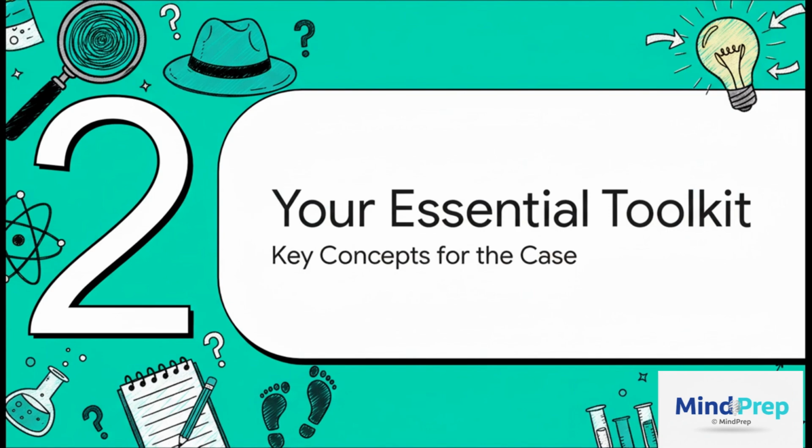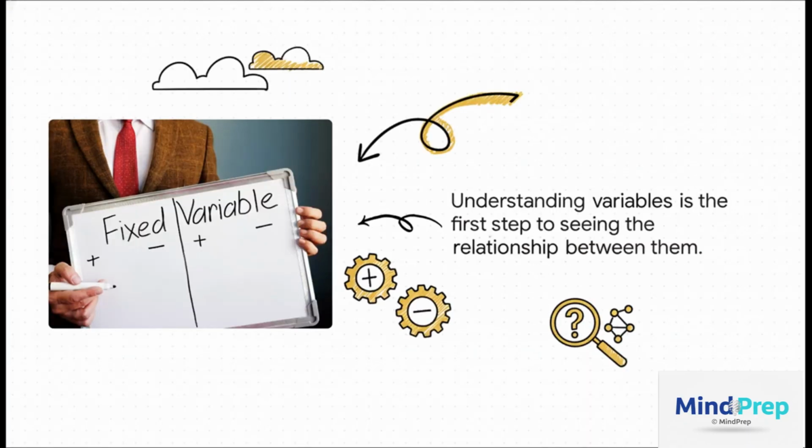All right, next up, your essential toolkit. Just like any good detective, you can't go into a case unprepared. So let's talk about the key concepts you absolutely need in your back pocket. At its core, most experimental data is really just showing you a relationship between different things. We call these variables. Think of it like this. If we change one thing, what happens to the other thing? Does it go up? Does it go down? Does it stay the same? Finding that connection, well, that's the whole mystery we're trying to solve.